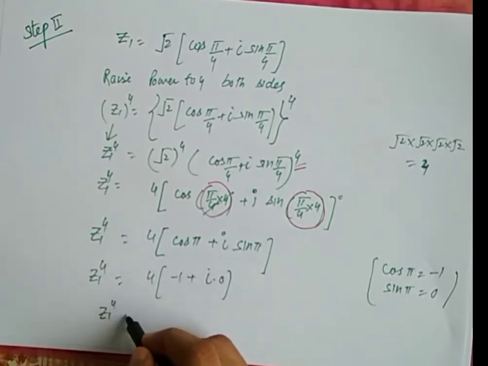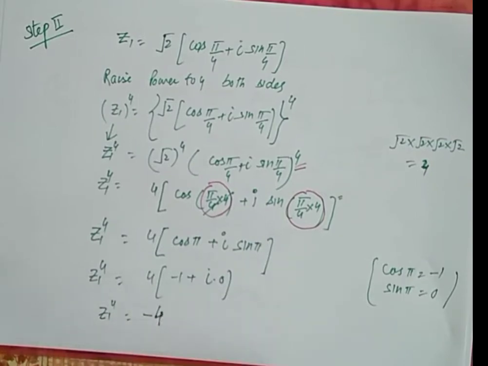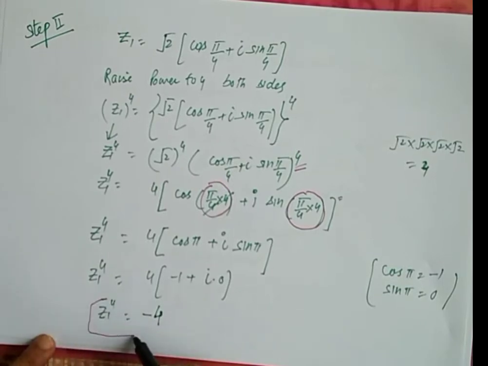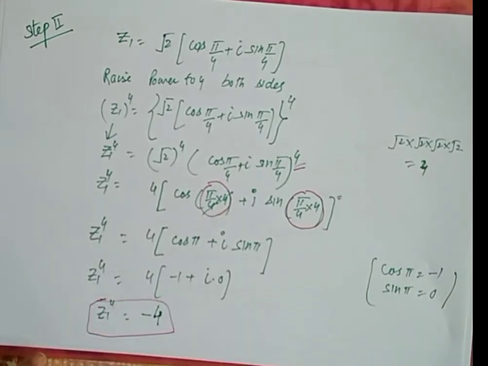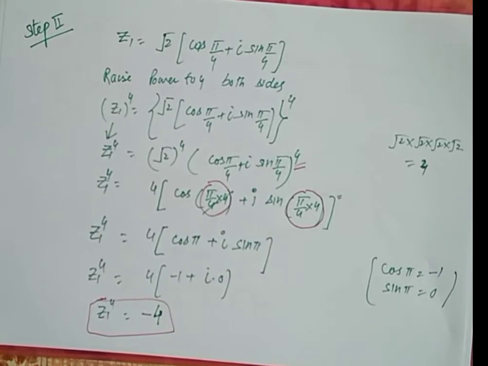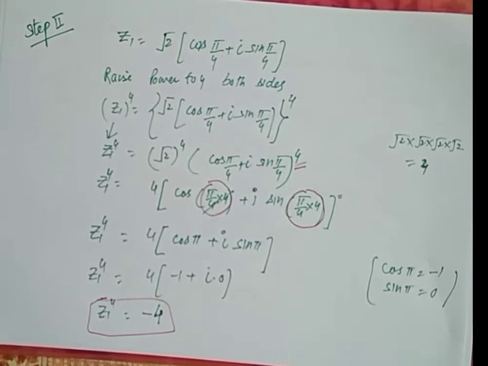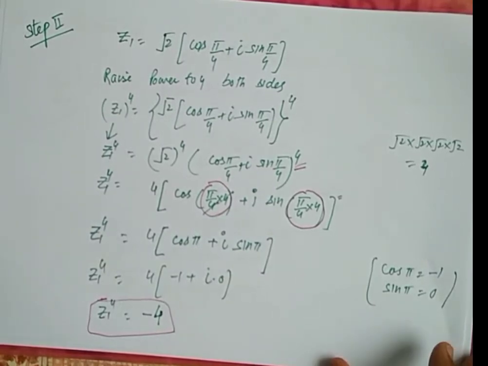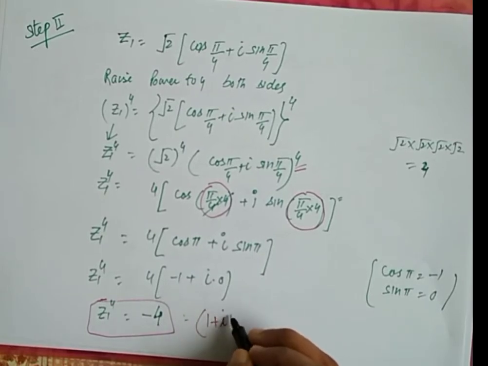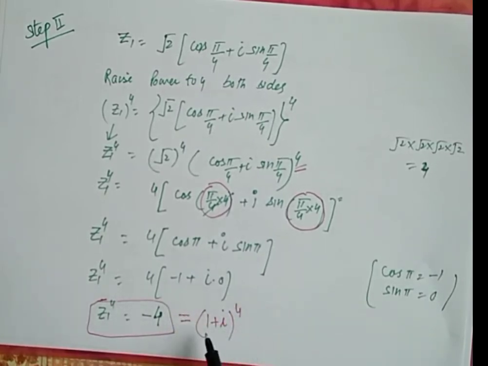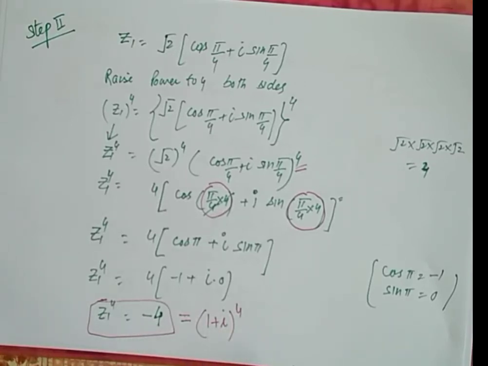So z1 raised to power 4 is equal to minus 4. Okay, so this is what we have evaluated. The question was to evaluate z raised to power 4, where z is equal to 1 plus i raised to power 4. When the power 4 is evaluated for 1 plus i, it will give you minus 4. So this solves our first question.